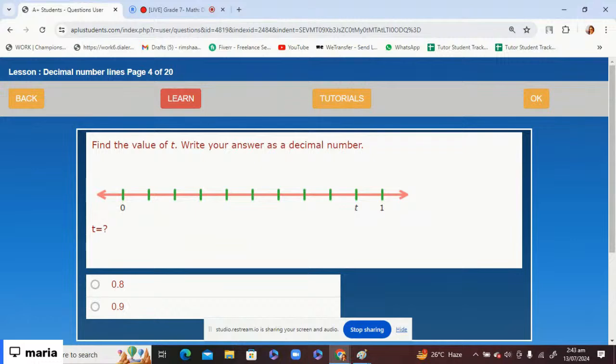Find the value of t, write your answer as a decimal number. Why is my screen stopped? Now check, everyone. I'll share again.